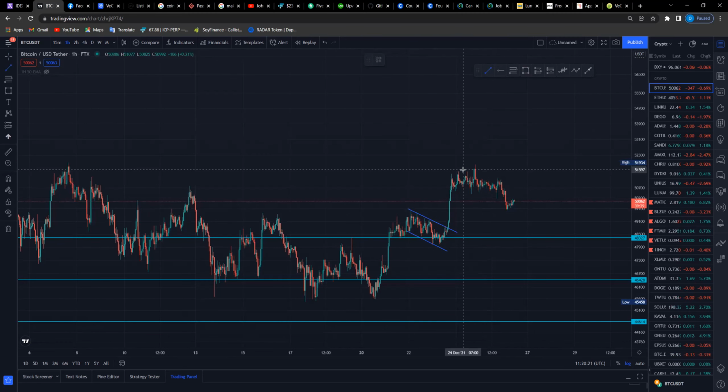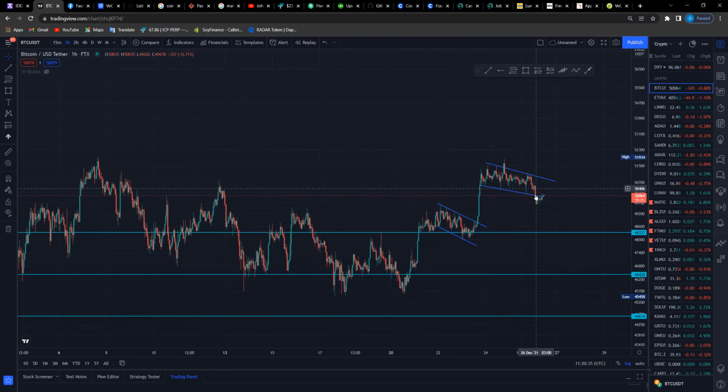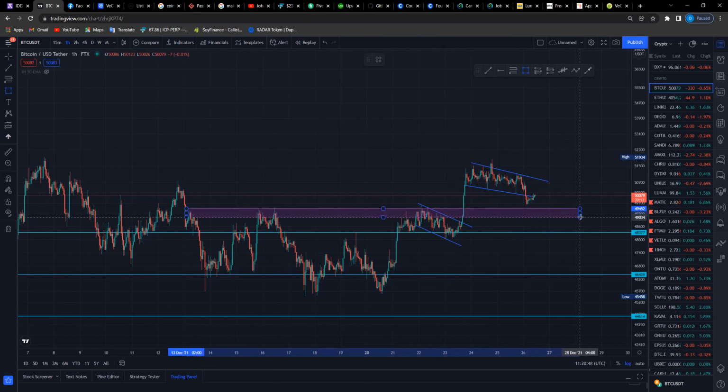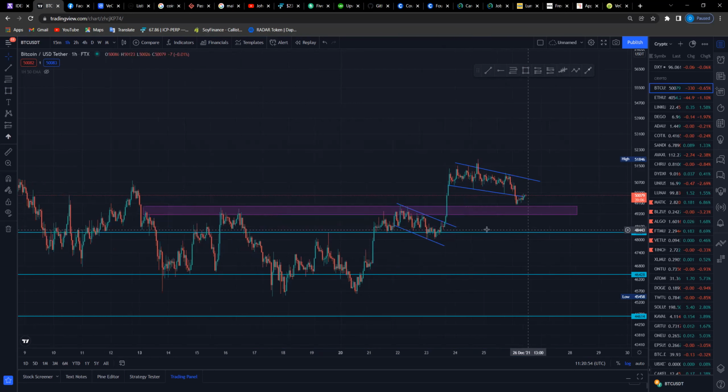So yesterday I had this. It was there and all of a sudden it broke down. You understand? It broke down. It came down here. So I'm still watching. Why? Because there's a point of support here. The price came down to touch my support here. I'm hoping it breaks up to this point.